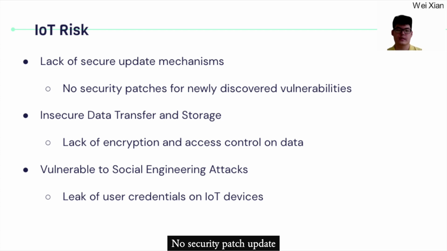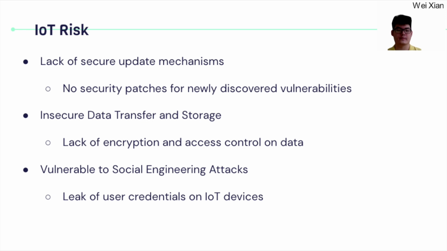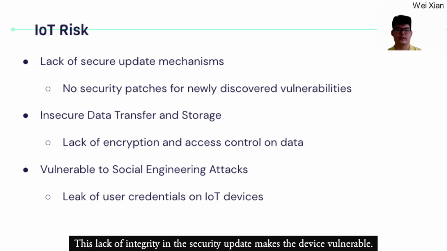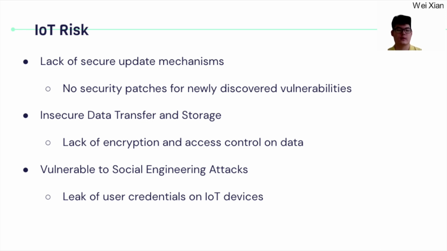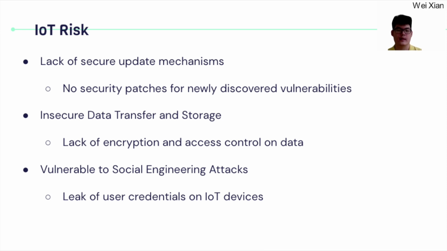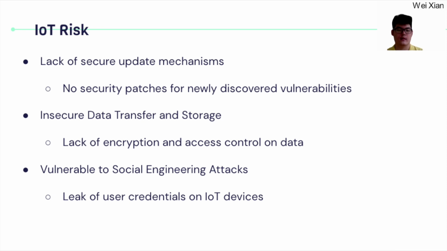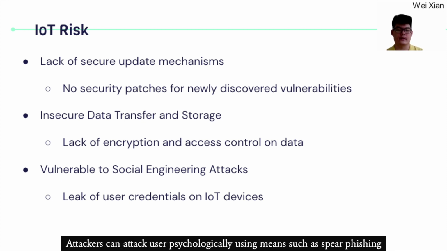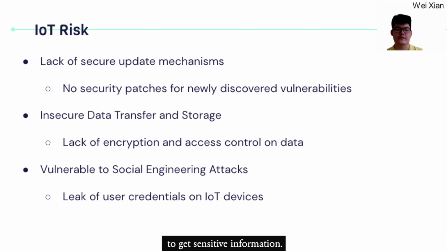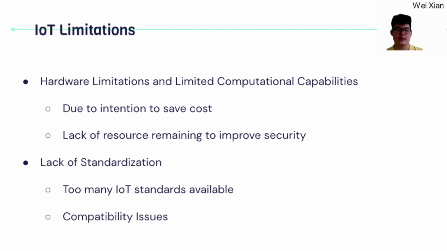Lack of secure update mechanism. No security patch updates are available for older devices to protect against newly discovered security gaps. This lack of integrity in the security update makes the device vulnerable. Insecure data transfer and storage is the lack of encryption and access control when transferring and storing data. Users are vulnerable to a man-in-the-middle attack when sending unencrypted data. Vulnerable to social engineering attack. Attackers can attack users psychologically using means such as spear phishing to get sensitive information. Once leaked, the attacker will have access to our IoT device and network.